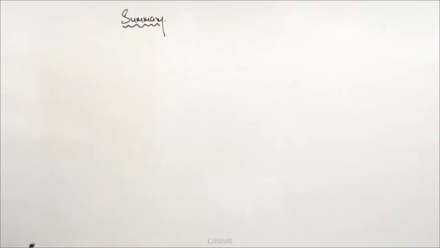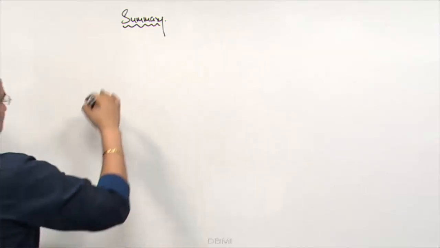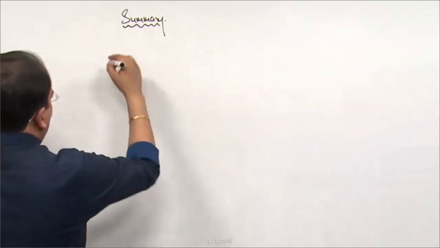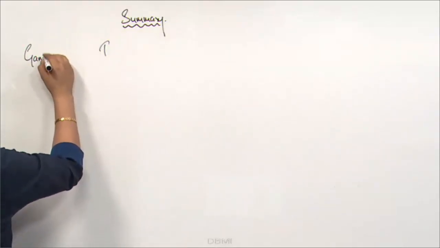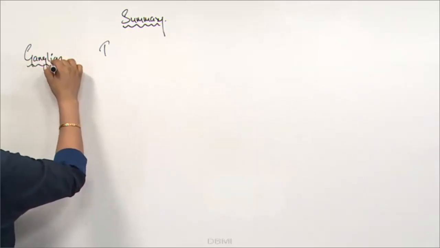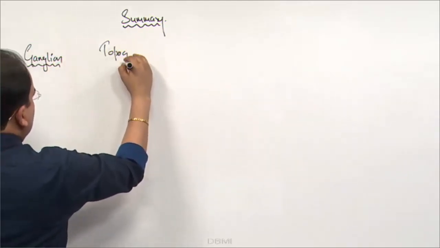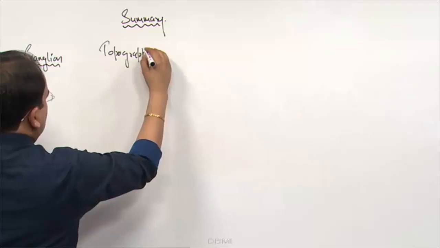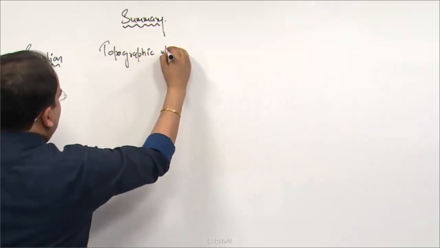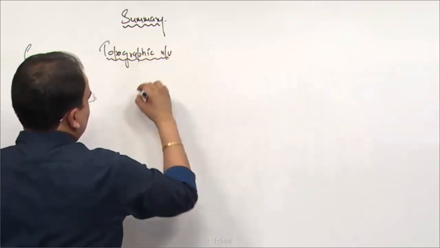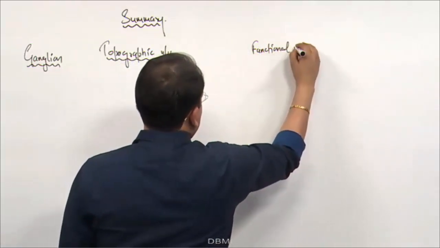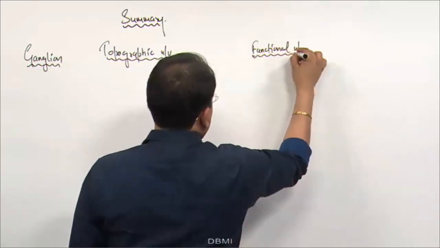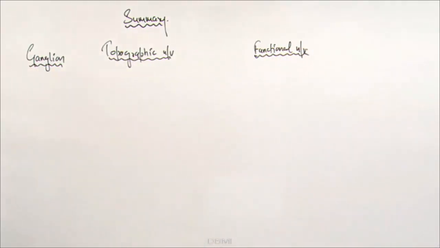So let's summarize all these parasympathetic ganglia. Just make 3 columns here. One is the ganglion, then topographic nerve, and functional nerve.